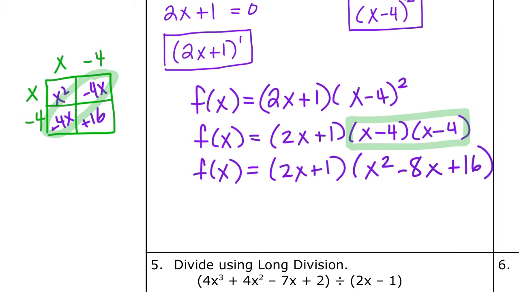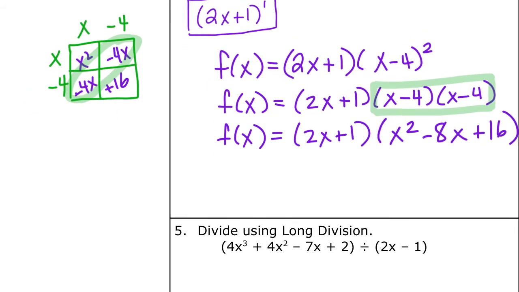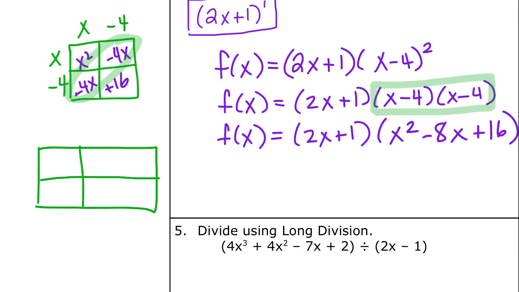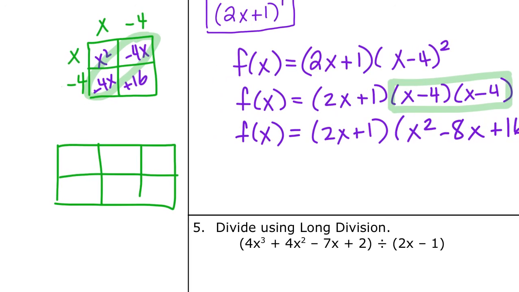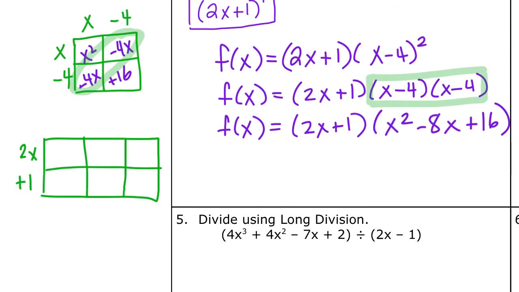But now I need to completely multiply what I have left over. So I'm going to do another box. This time it just needs to be a bigger box. It needs to be a 2 by 3. Okay, so I have 2x plus 1 times the trinomial that we just found, so x squared minus 8x plus 16.